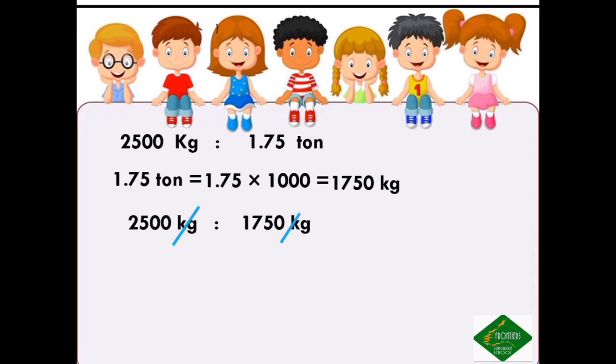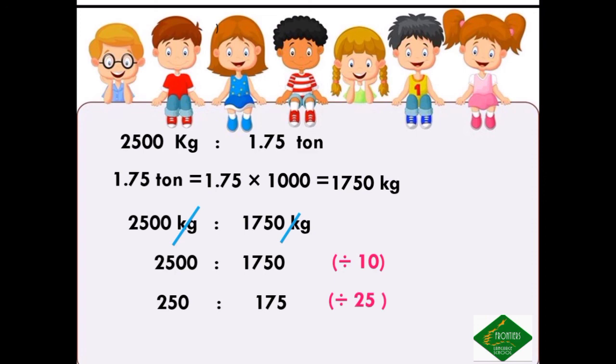Then 2500 to 1750. We divide by 10, so it will be 250 to 175. We divide by 25, so the answer will be 10 to 17.